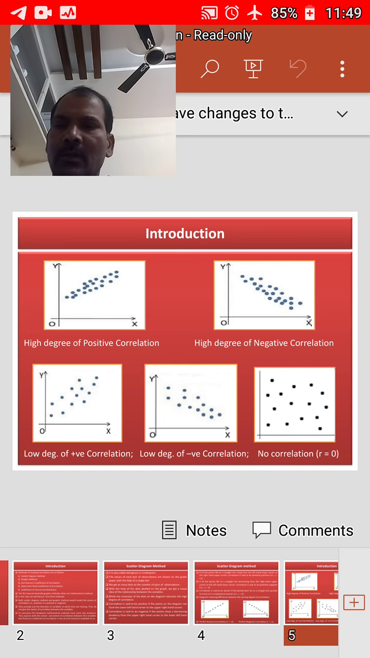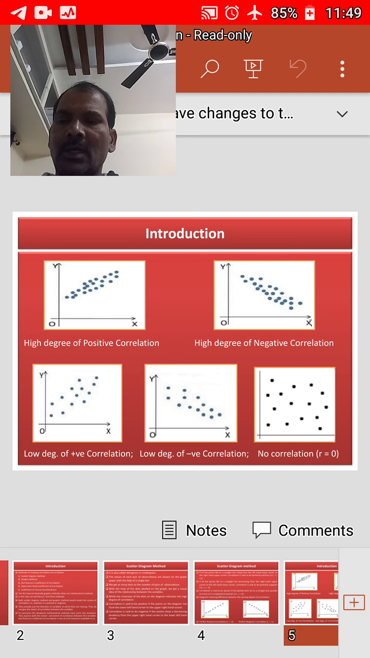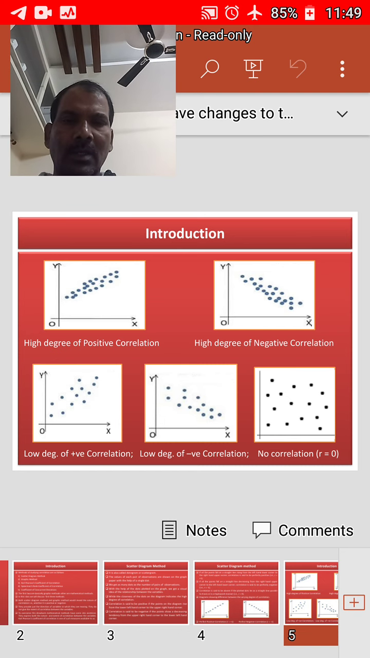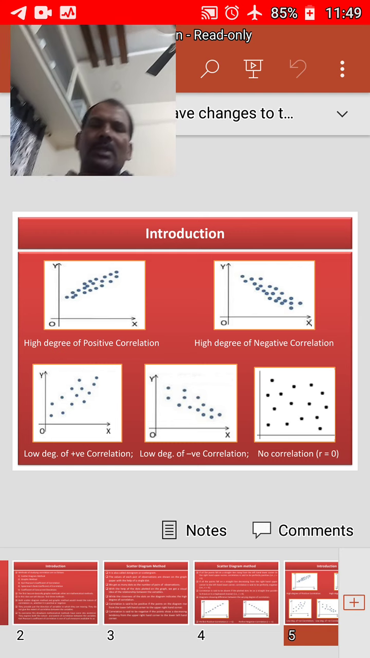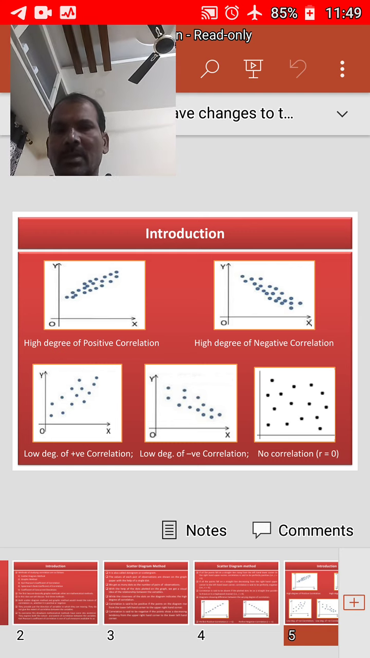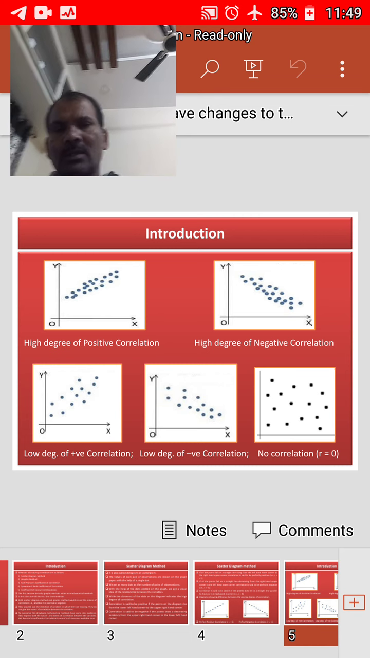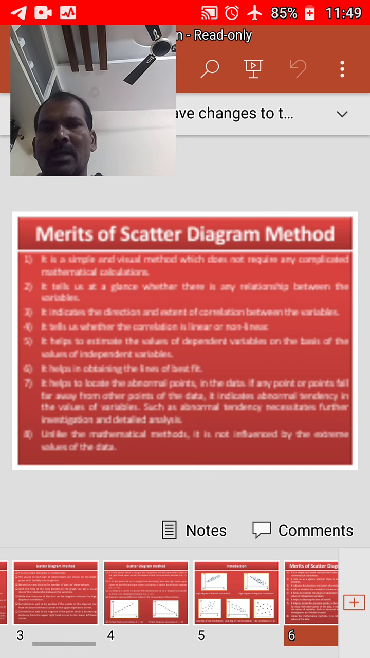If the dots are scattered all over the quadrant and they don't have any relation, then r is equal to 0. We see that no correlation exists between the given variables. These are shown in the PPT. Right.